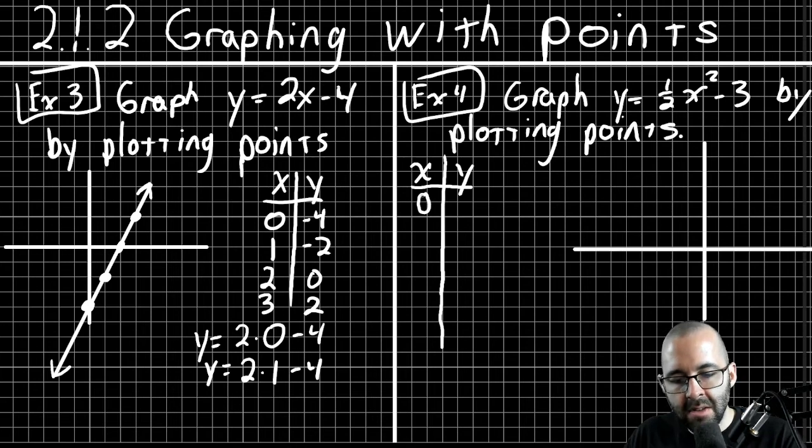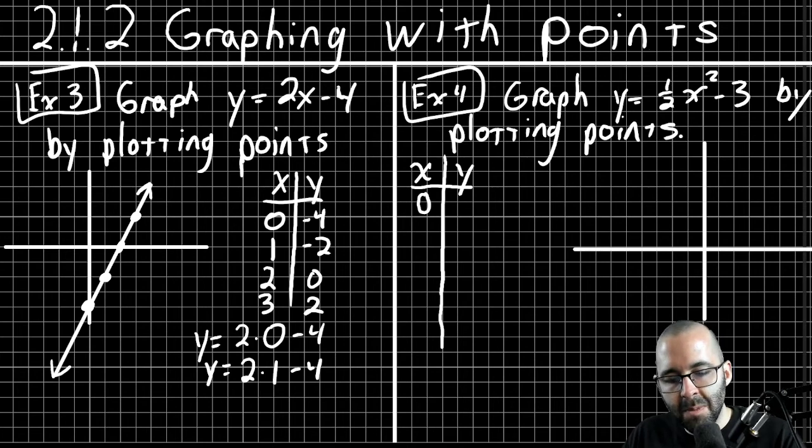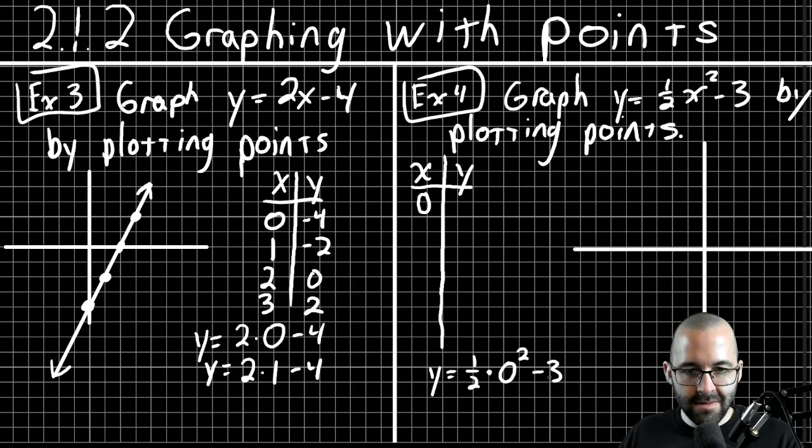So if we plug 0 into this equation up here, what happens? Well, y is equal to 1/2. Be very careful with your order of operations. 1/2 times 0 squared minus 3. You plug that into a calculator or do it out on your own. Maybe you want to pause it. That's a good idea. But you're going to get negative 3.